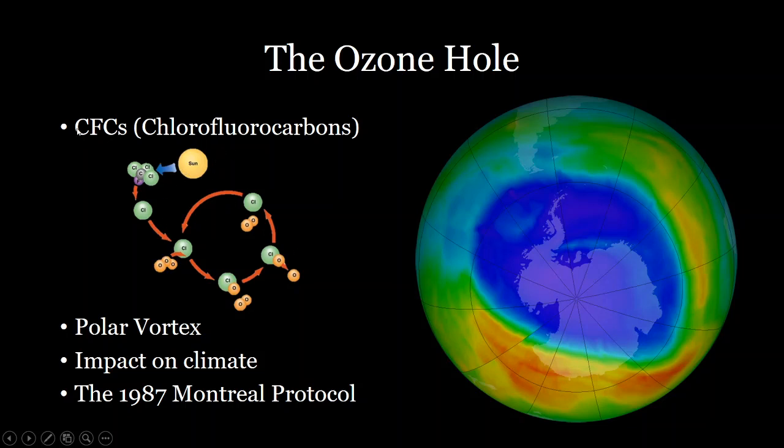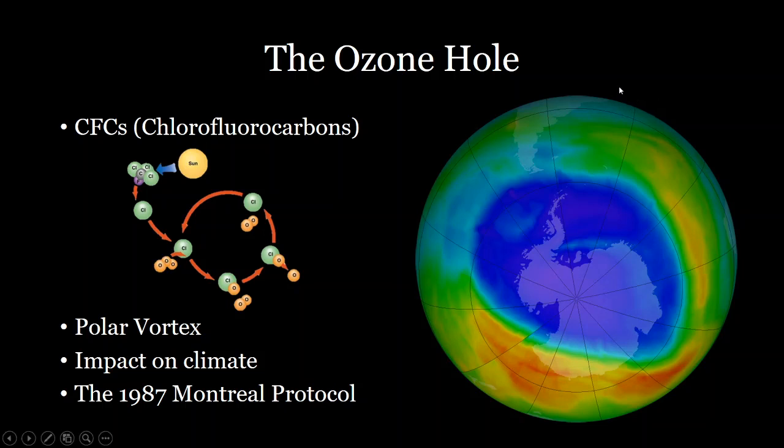CFCs are also very strong greenhouse gases, which we'll talk about more later. And you'll notice that the ozone hole is located over Antarctica. At some points, the ozone hole was larger than the size of all of North America. It was pretty huge. And the reason why it's over Antarctica is because you have a merging of a lot of ideal conditions.